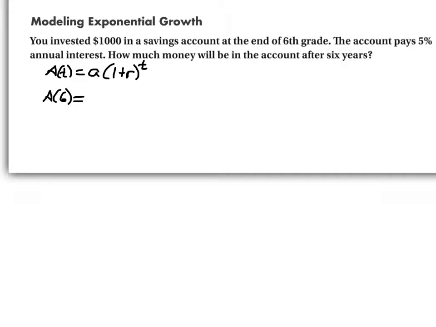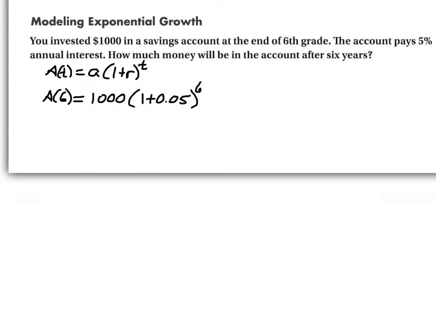So little a, how much did we start with? $1,000. And then we have 1 plus r. What is r? What's our percentage rate? Okay, 5%, which as a decimal is 0.05. And we are then raising that to the 6th power, because our time period is 6 years.